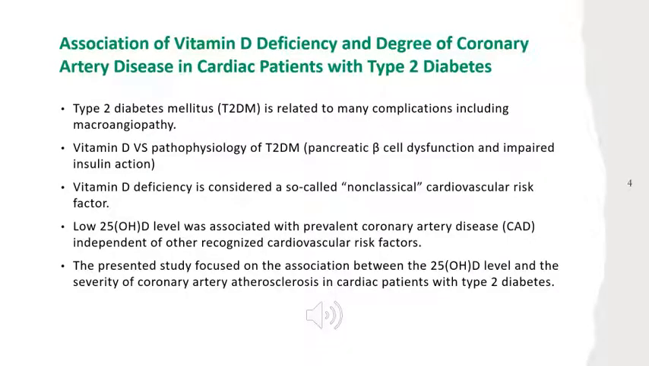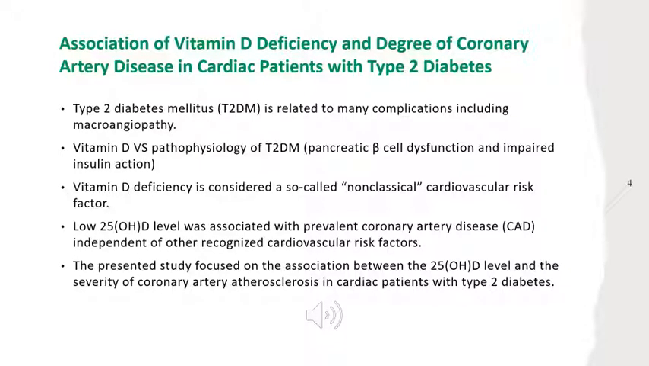Type 2 diabetes mellitus is related to many complications, including macroangiopathy, and it is known to be one of the main risk factors for coronary disease. The pathogenesis of diabetes is multifactorial, and the process of glycemic control is very complex. As such, the role of vitamin D deficiency has been recently suggested.